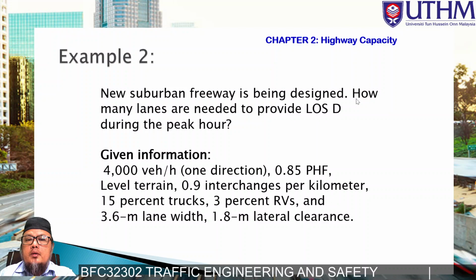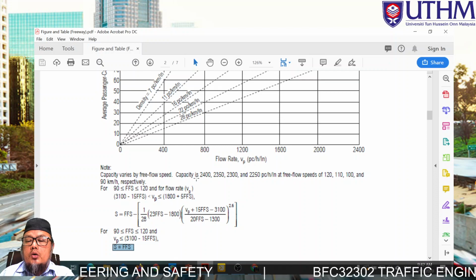Okay, now we obtain 2,544 passenger cars per hour per lane. So remember, we have to check the capacity. Four lane option is not acceptable for this particular case, 2,554, because the capacity is only 2,400. If you refer to this particular table, the nomograph, they put the capacity: 2,400, 2,350, 2,300, 2,250, referring to the flow speed. That is why 2,500 is exceeding.